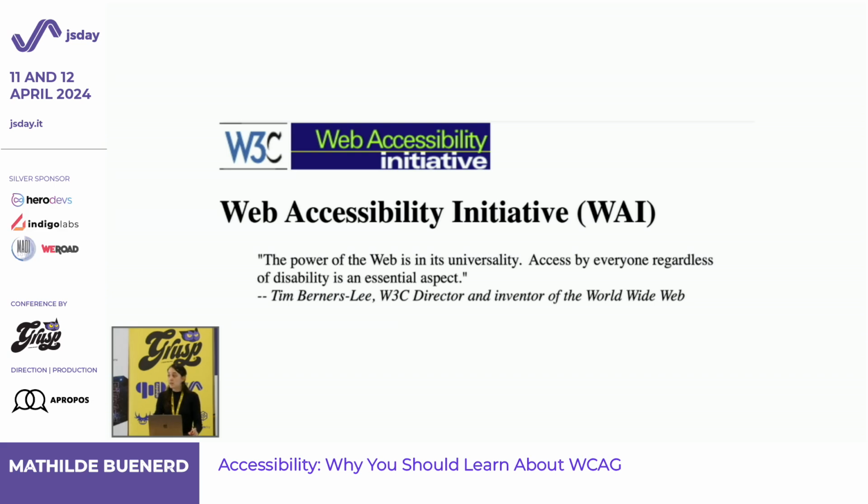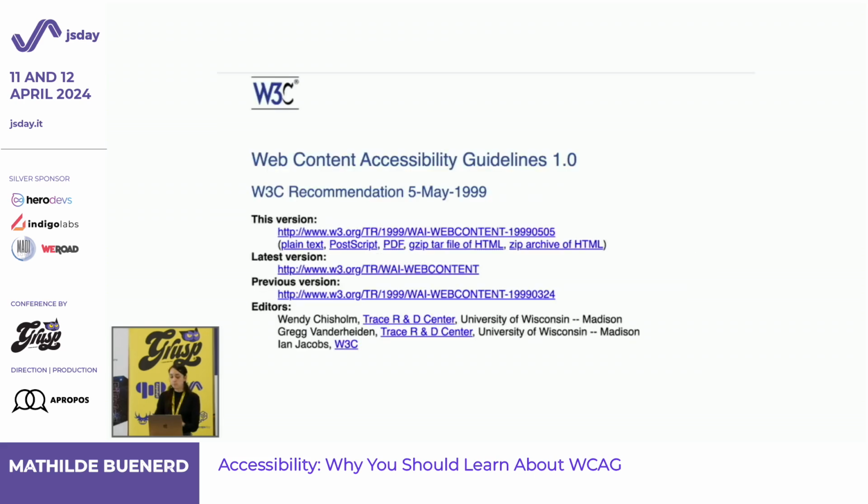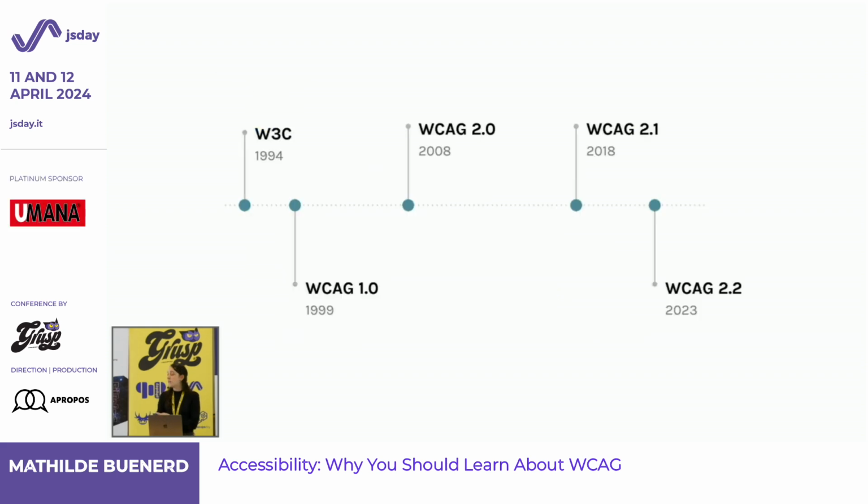In 1999, the Web Accessibility Initiative published a first official set of guidelines, WCAG version 1. It outlined basic principles for making web content accessible. Most of these guidelines are still valid today, like providing text descriptions for images using the alt attribute, or paying attention to flickering content for people who have photosensitive epilepsy, for example. And since 1999, new versions of WCAG have come out in 2008, in 2018, and in 2023.